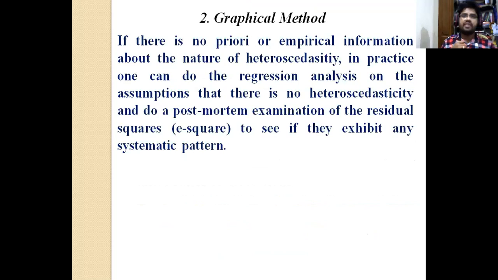Then the graphical method. As I told you earlier, just now also, the graphical method. If there is no prior or empirical information about the nature of the heteroscedasticity, before putting a graph we don't have the idea whether the particular model is affected by heteroscedasticity or not. So in practice, one can do the regression analysis on the assumption that there is no heteroscedasticity and do a post-mortem examination of the residual squares, the sum of residual squares, to see if they exhibit any systematic pattern or not.